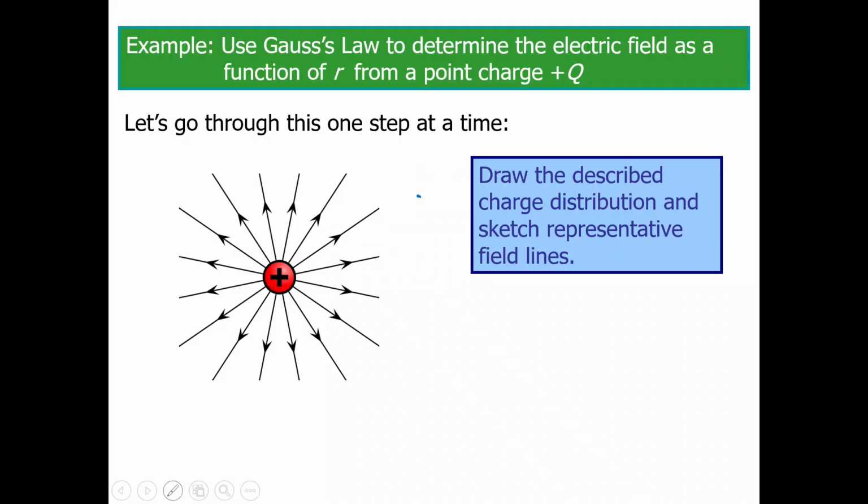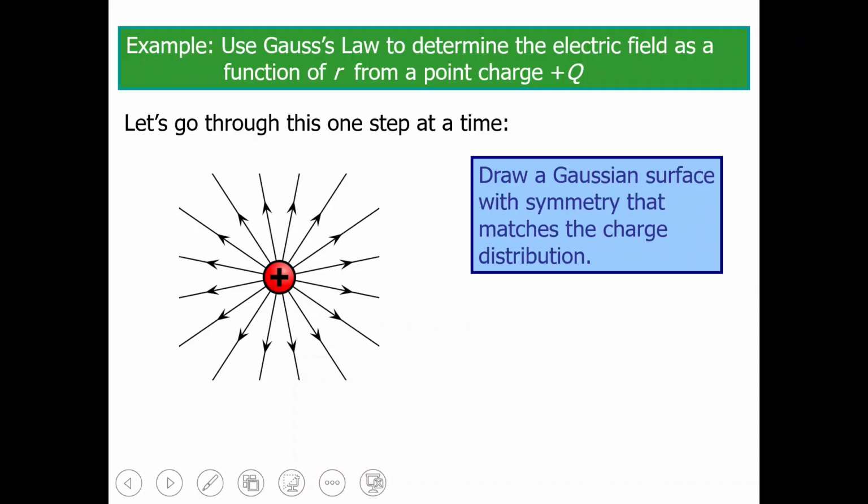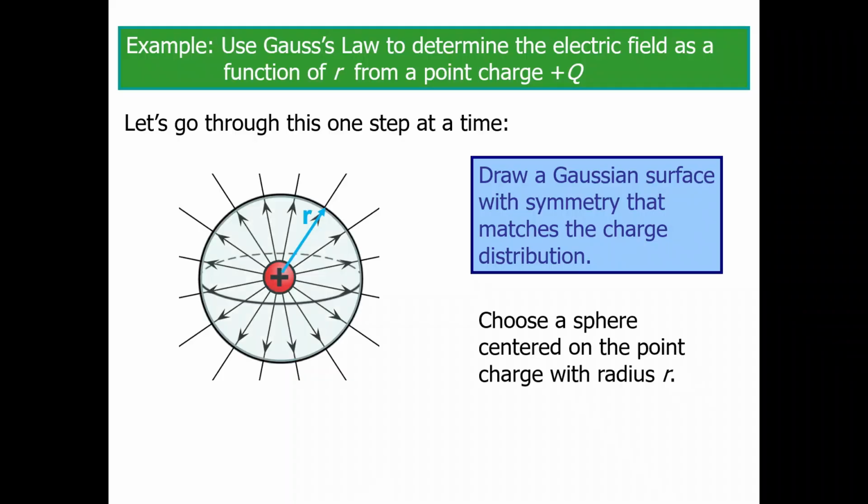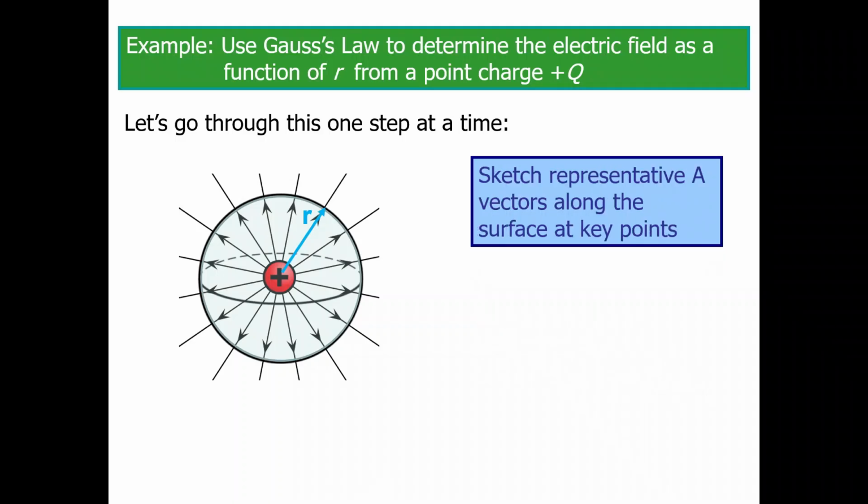So the first thing we need to do is draw our charge distribution and sketch representative field lines. Which we've done. The next thing we want to do is choose a Gaussian surface that is symmetrical. Well, we already showed that a very symmetrical charge distribution is going to be a sphere. So I'm going to draw a sphere that has a radius of lowercase r, and that is going to be very symmetrical. It also is going to have the same electric field strength, because the electric field gets weaker the further away you are from that point charge.